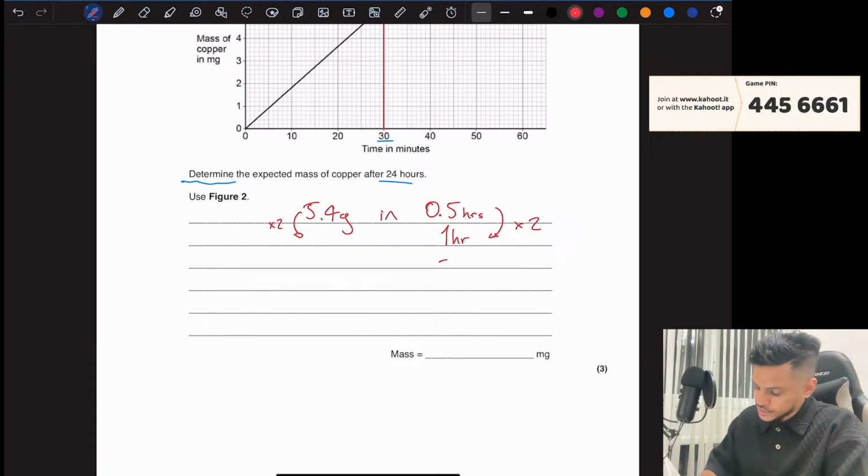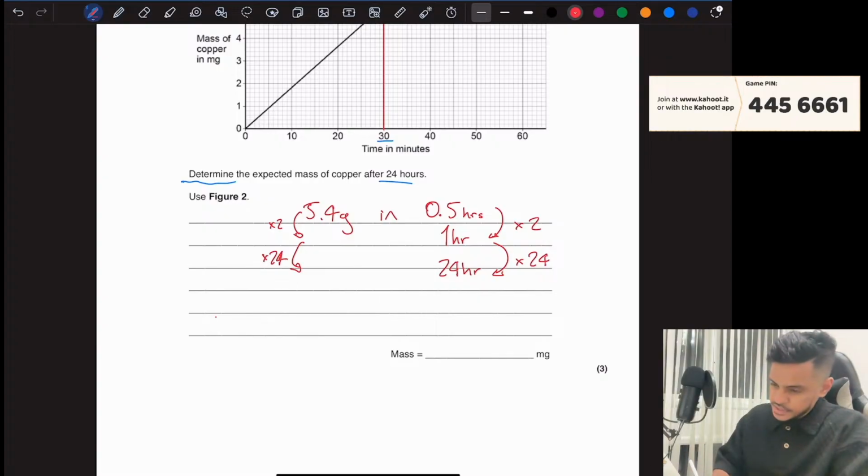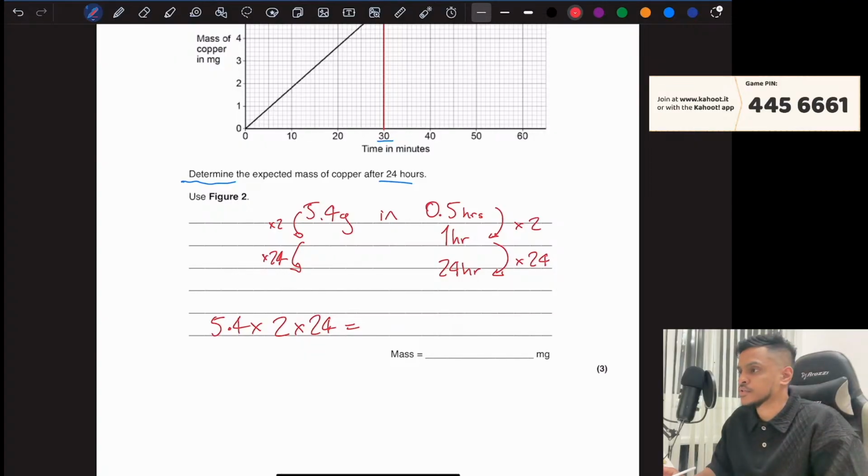And then to work out what it is in 24 hours, you times it again by 24. So what we're essentially doing is 5.4 times 2 times 24. And that will give us our final answer. There we go. In the chat, we've got it. Well done, guys. 259 milligrams.